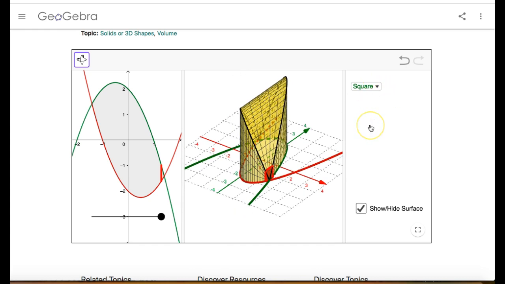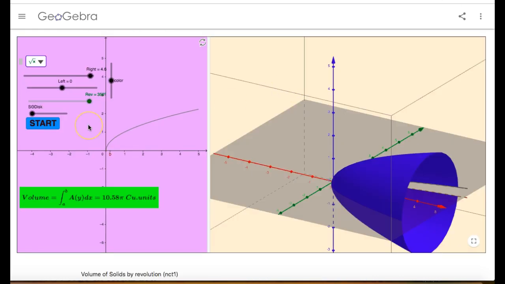All right. Today, we're going to take a look at something like this.